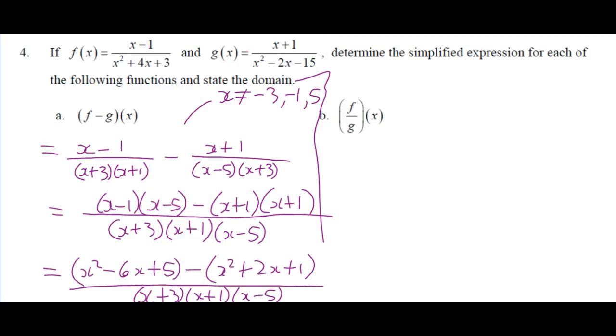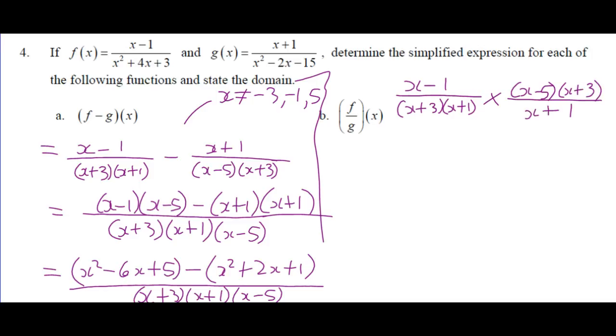Okay, 4b. Oh, really? Like division? All right, so what do we do if we're dividing? Multiplied by the reciprocal, right? So that's f of x times, okay, well, we've already done the g of x, right? But we're going to flip it. So x minus 5, x plus 3 over x plus 1. Okay, so g of x, that's the factored form, but we're dividing by g of x, so we multiply by the reciprocal. What are my restrictions?